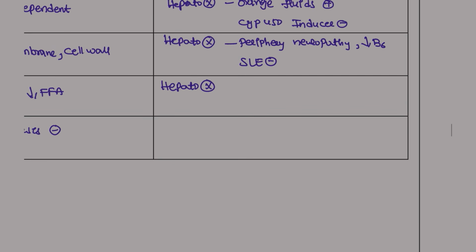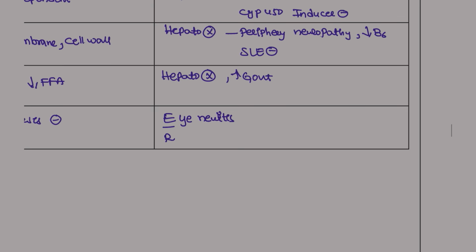Next, coming to pyrazinamide, it can cause hepatotoxicity, and it will induce gout in the patients. And ethambutol, E for ethambutol, E for eye. It will cause neuritis. Just remember optic neuritis is also seen, and to an extent, it can cause renal failure.